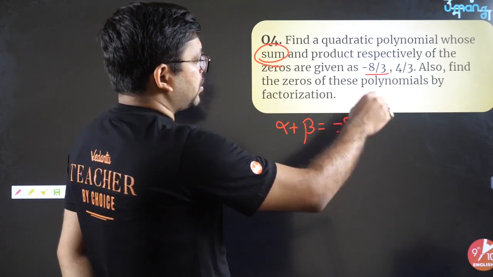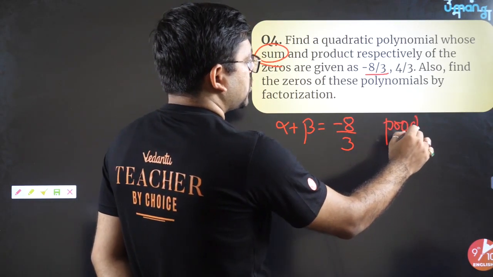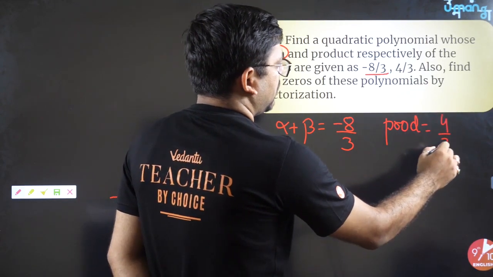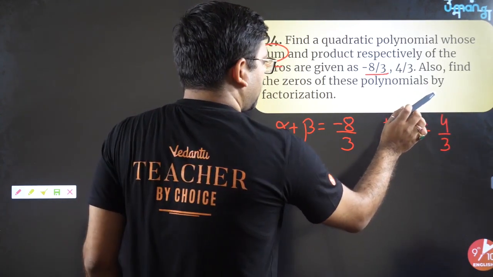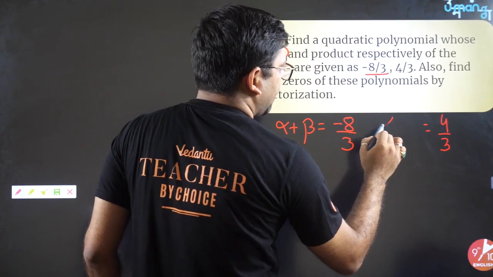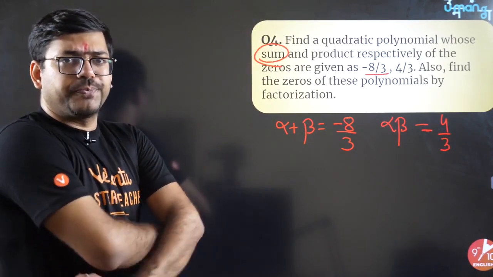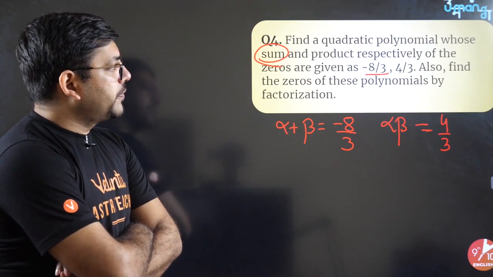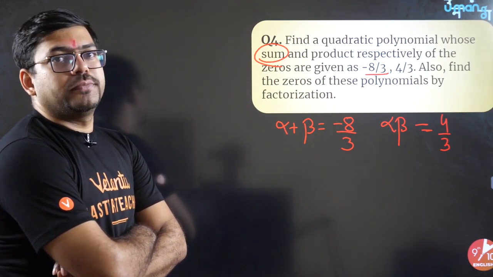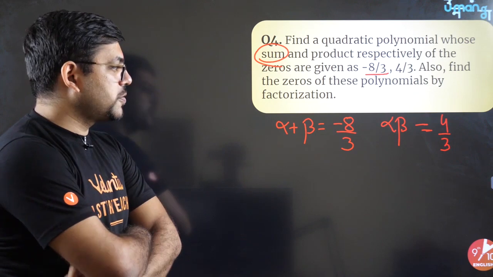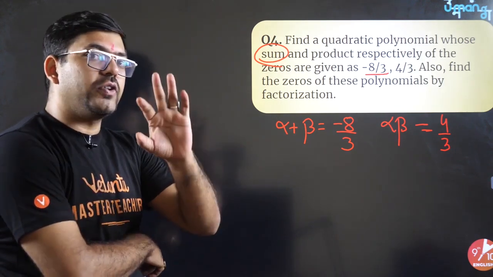Thereafter, the product is also given here, 4 by 3. Product means simply alpha into beta. That is also 4 by 3. Okay, that's cool. So now what? Find the zeros of this polynomial. Find the zeros means find the value of alpha and beta individually.